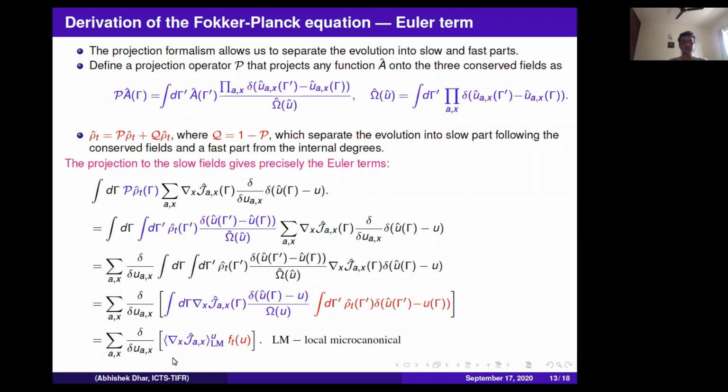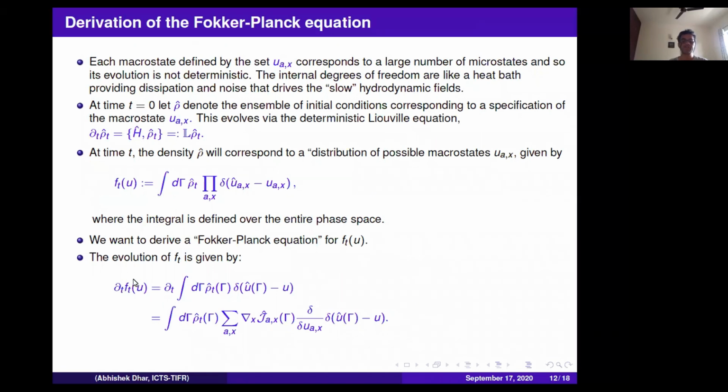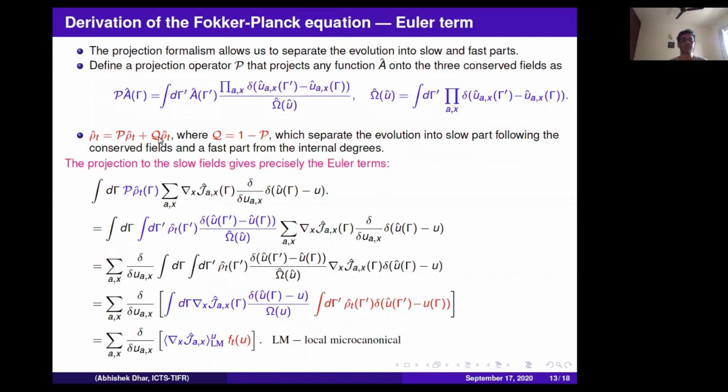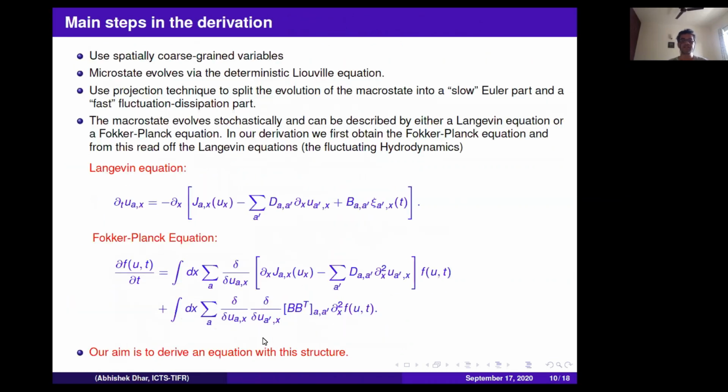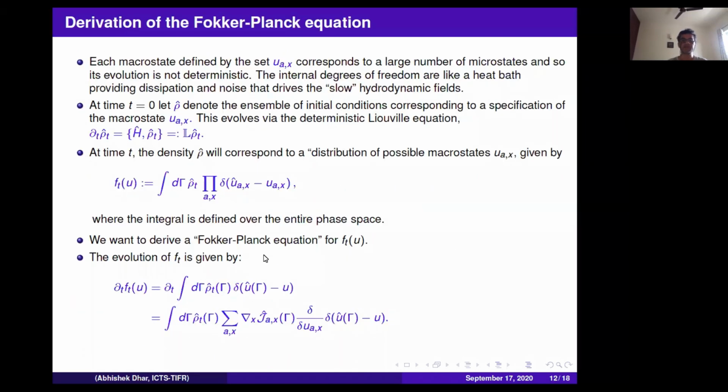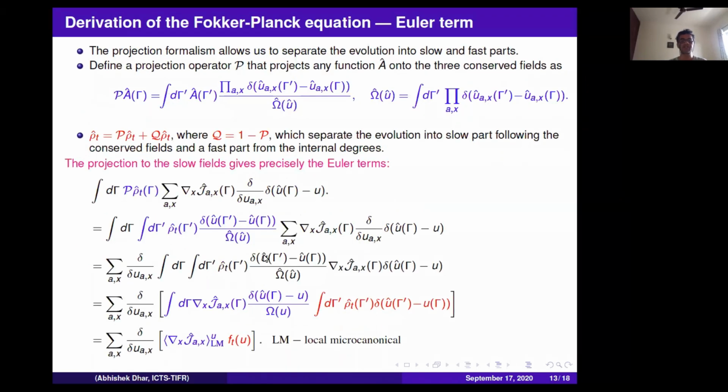So I took the time derivative of the distribution function, and I got two terms, which have a P and a Q, and the term corresponding to P gave me this. If you go back, this is basically this part of the equation. So this is exactly the Euler term in the Langevin equation. So using this projector approach, you can quickly get the Euler term immediately.